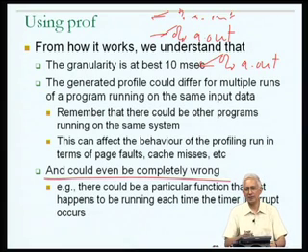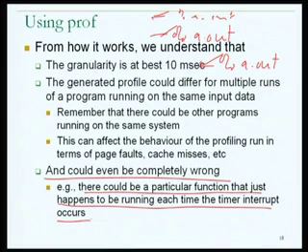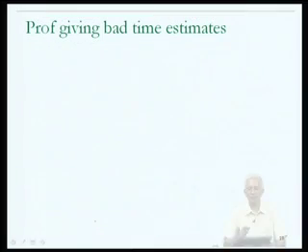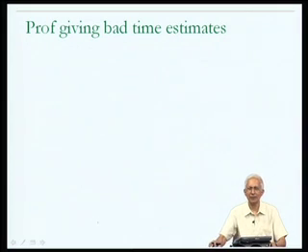All right, now the general idea is that in the worst case, every time the program counter is sampled, it could be that a particular function just happens to be running at that point in time. Let me illustrate how this could happen. This is an example of how Prof could give really bad time estimates, or a really inaccurate profile of the breakup of execution time across functions.